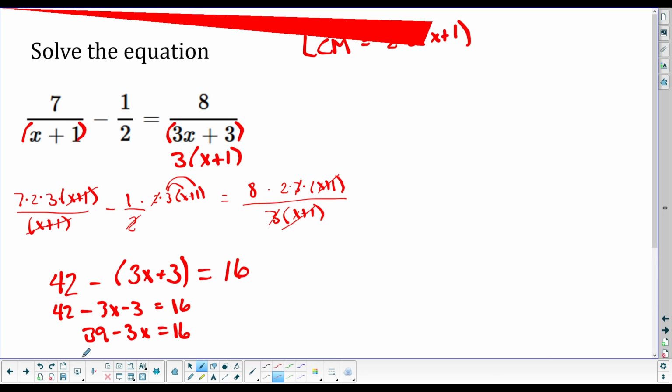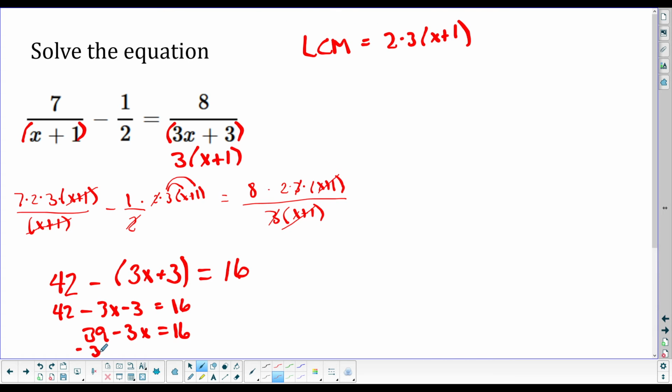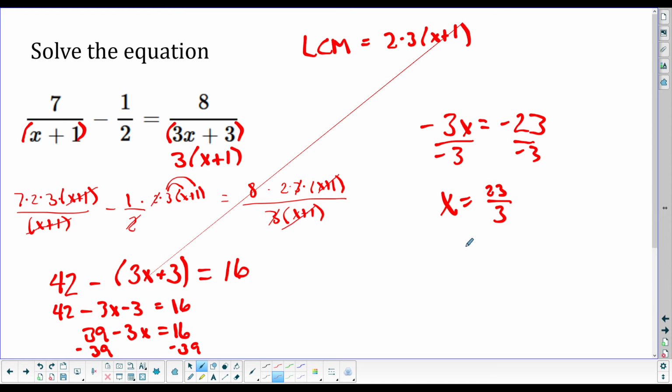All right, so I'm going to subtract 39 from both sides. Minus 39. Minus 39. And so up here, I've got negative 3x is equal to 16 minus 39, that's going to be negative 23. And I'll divide by that coefficient there. And so negative divided by negative is positive, and so I get x is 23 over 3. Okay, and I'll just leave my answer like that. 23 is a prime number, 3 is a prime number. Those can't be simplified. So there's our answer there.